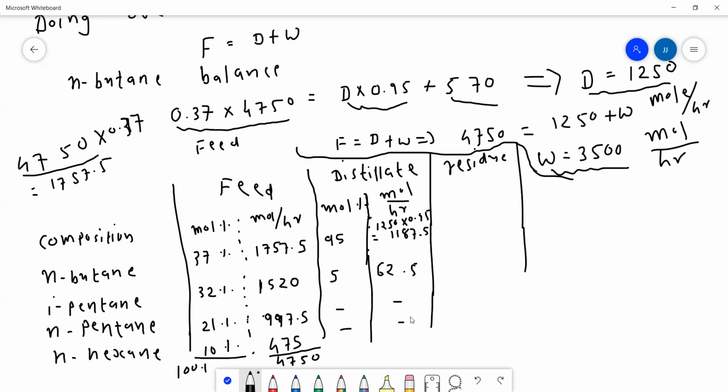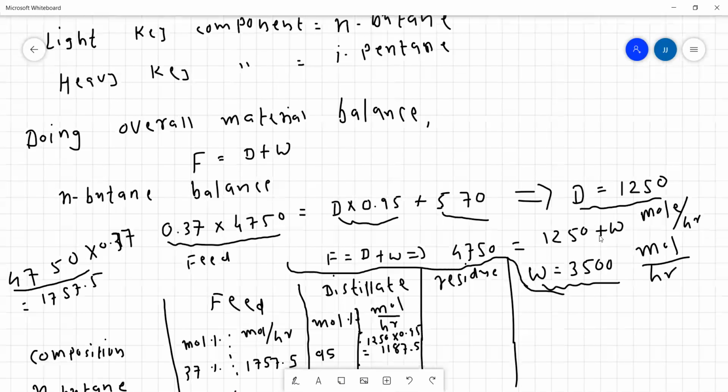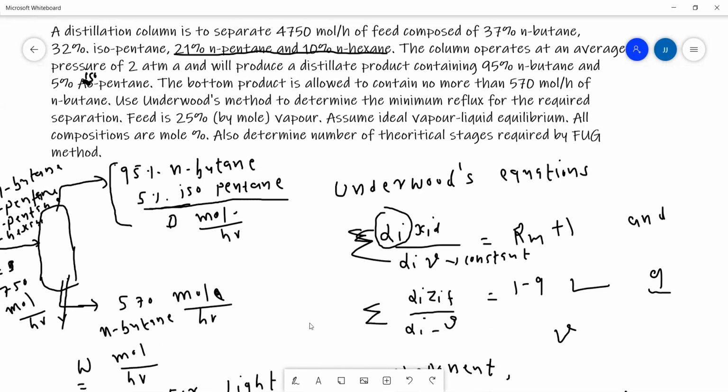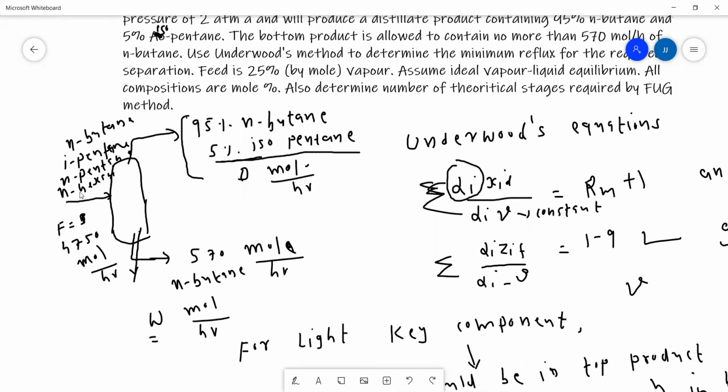So the dash dash. In distillate, no N-pentane or N-hexane is required. Only N-butane and I-pentane are wanted in the distillate. So the remaining two components, N-pentane and N-hexane, will go in the residue, or are obtained in the residue.